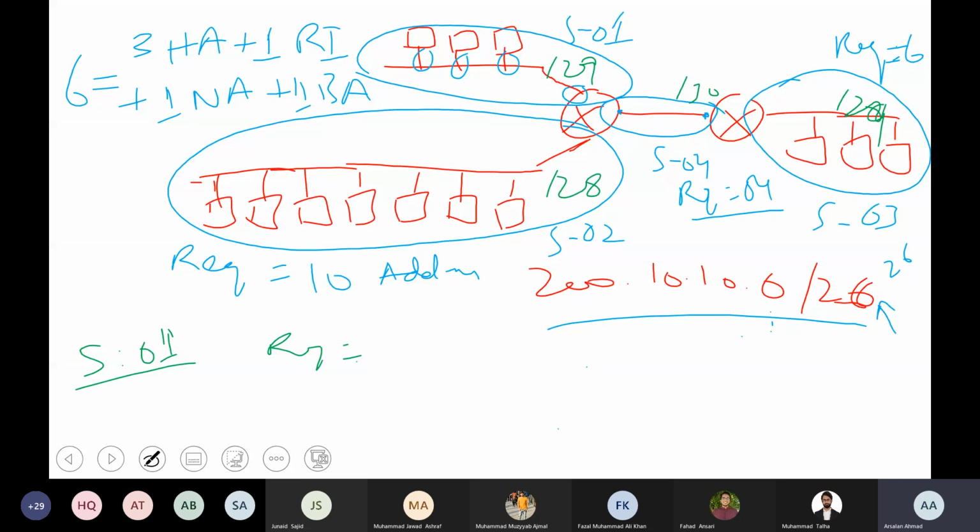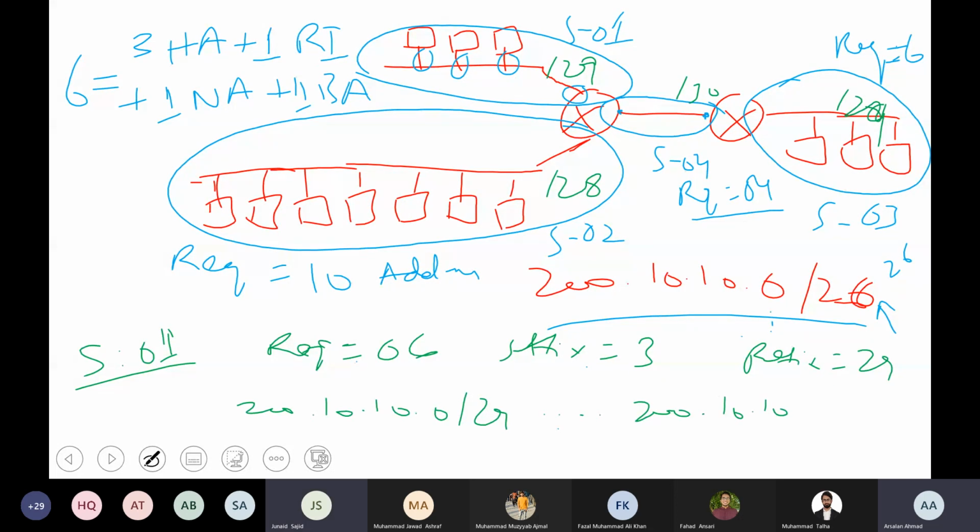Keep unmuting your mic and keep saying so that I know you guys are with me. Your requirement is 6, suffix is 3. Prefix is 29. Starting address? 200.10.10.0. Up until 10.7. Okay. Next requirement is, let's suppose, although we can still make it right by doing the next one as subnet 3, but let's suppose now after subnet 1 we want to solve subnet 2.